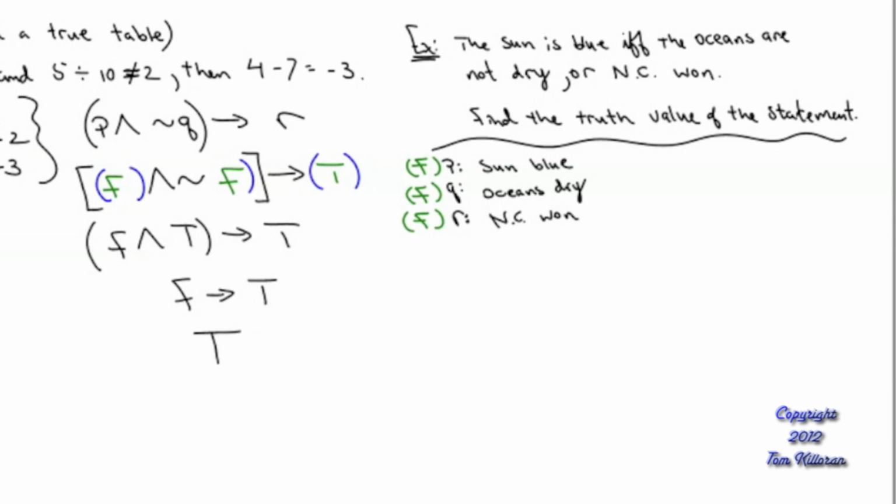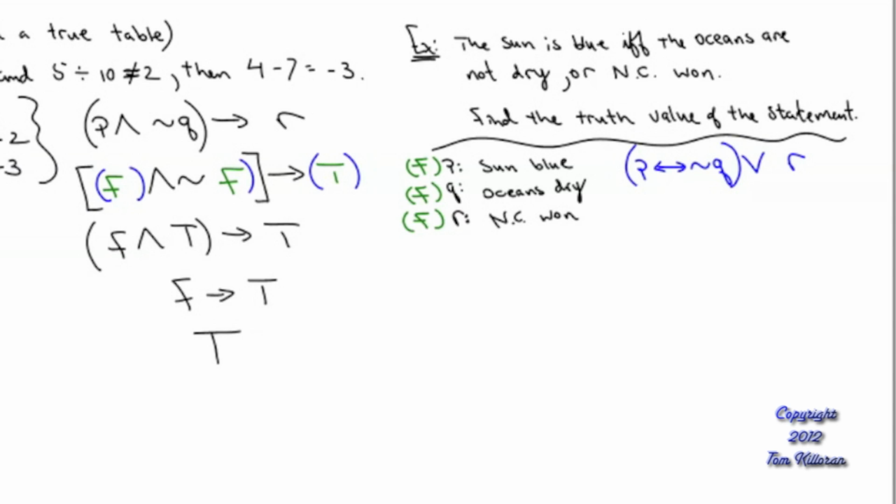All right, let's put this in symbolic form. The sun is blue, P, if and only if, double arrow, the oceans are not dry, not Q, or, V, North Carolina won, R. Do I need parentheses? Yes, they have to go here.